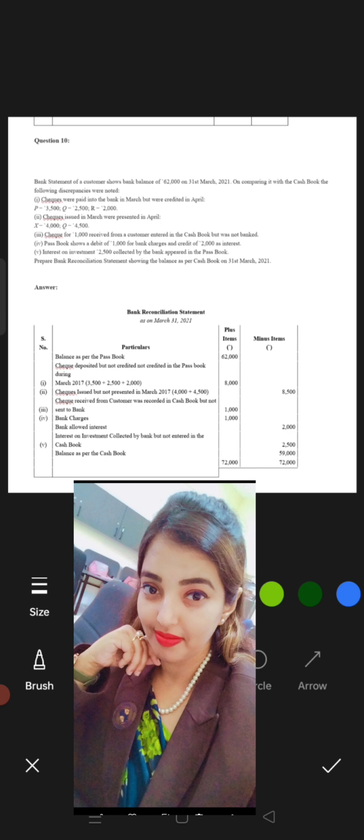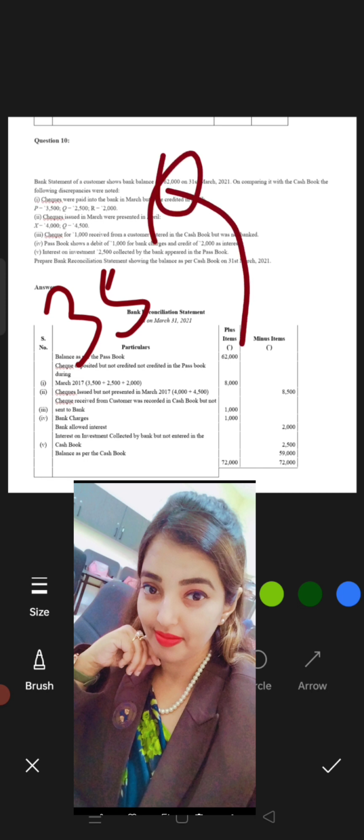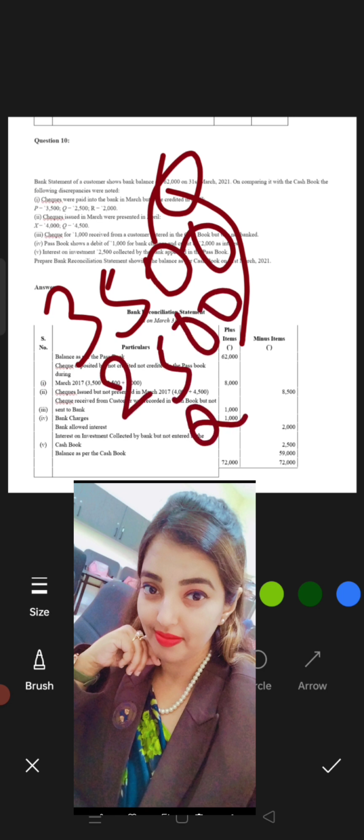So here it's given checks were paid into bank in March but were credited in April. So here checks were paid into bank, that is deposited into bank. Suppose 3,500 and first you have to take balance as per passbook. आप ये balance कहाँ लोगे? Plus item. So next transaction it's given checks were paid into bank. So here 3,500, 2,500 and 2,000. So this will be added.